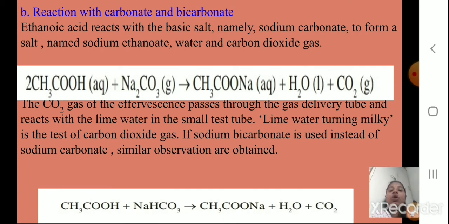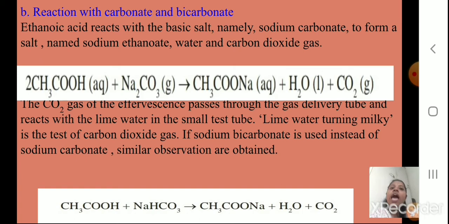in the test tube. What if I am passing the CO2 gas through the lime water? Students, you will see that the lime water turns milky. This tells us that yes, carbon dioxide gas is released. If sodium bicarbonate is used instead of sodium carbonate, then similar observations are obtained. CH3COOH plus NaHCO3, students, what are you going to get? CH3COONa plus H2O plus CO2, the same products you are getting.